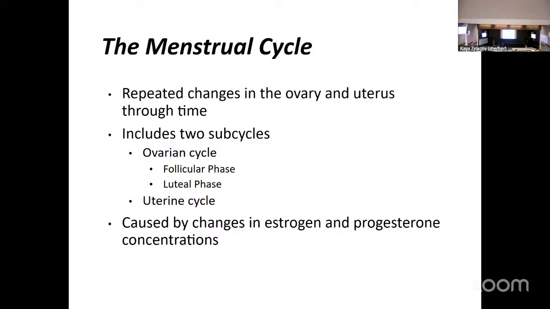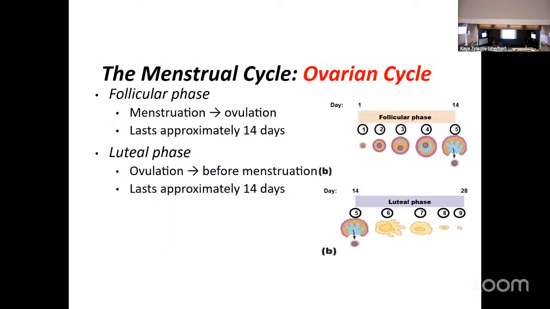Okay. Both of these subcycles, so the menstrual cycle overall and the ovarian cycle and the uterine cycle, are caused by changes in estrogen and progesterone concentrations. So they're not happening just because, they're happening in response to hormonal levels, which is why things like hormonal birth control work, right? Because these are a response to something happening in the body. Okay, so we're going to think about the ovarian cycle first.